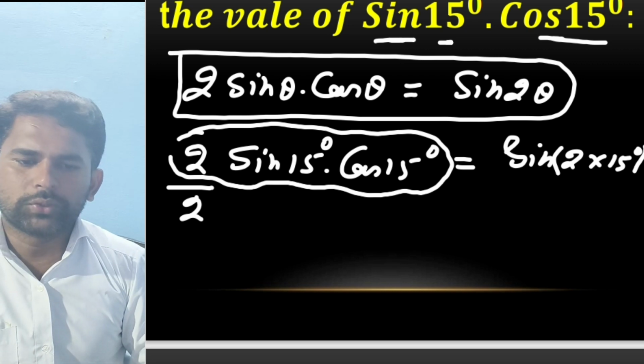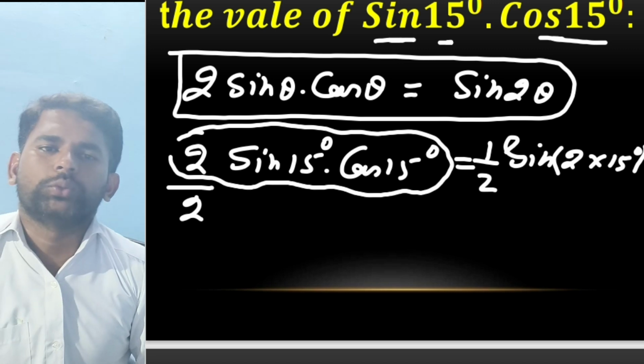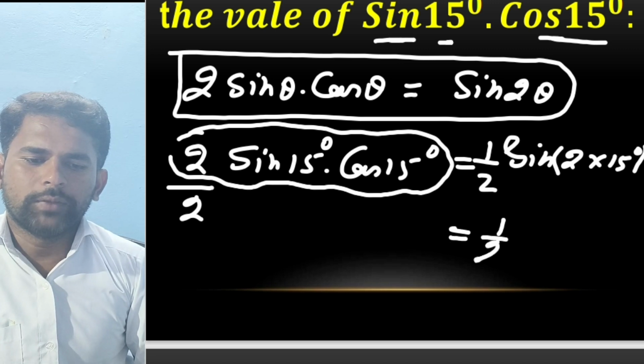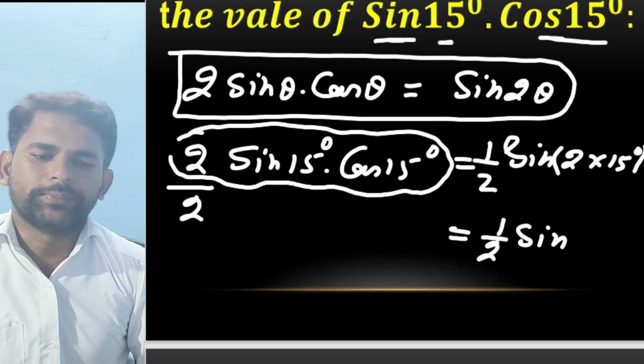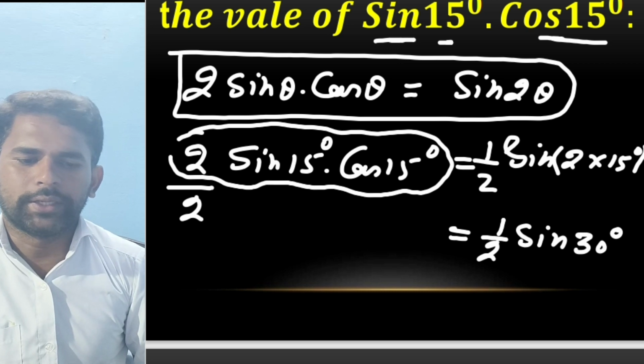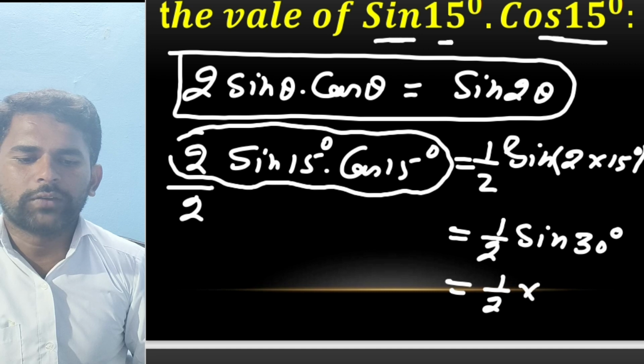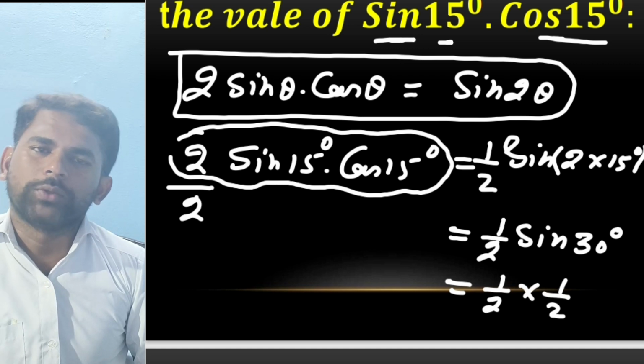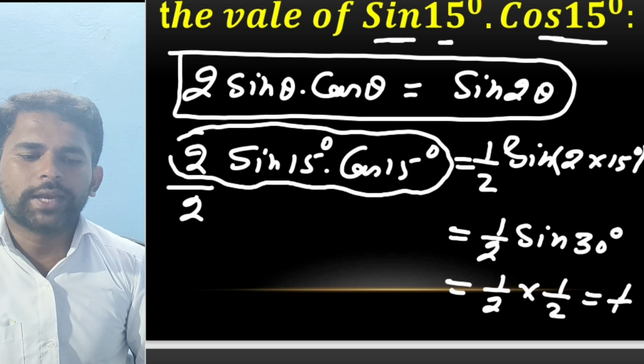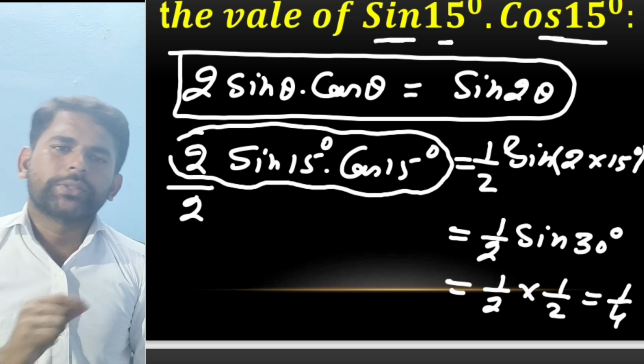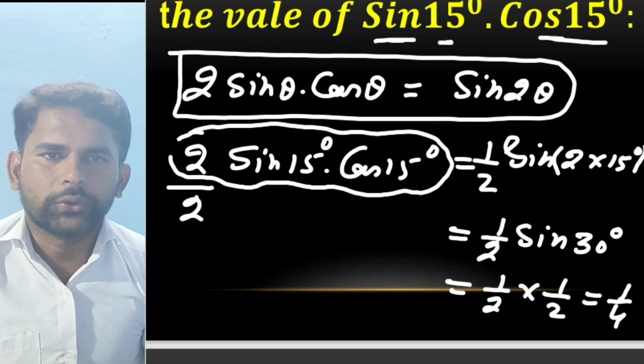And here 1 upon 2, you can write 1 upon 2. So now it will be 1 upon 2 sine of 2 times 15, which is 30 degree. You know very well what is the value of sine 30? Tell me. 1 upon 2. Very good. So the final answer is 1 upon 4. This is the answer of this question.